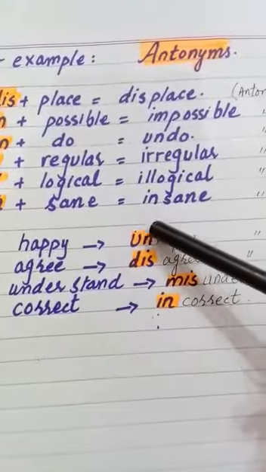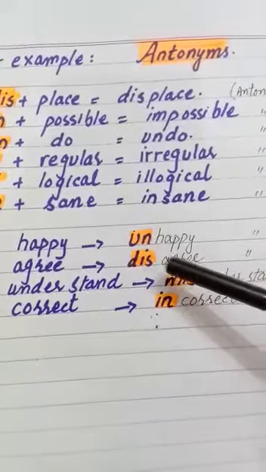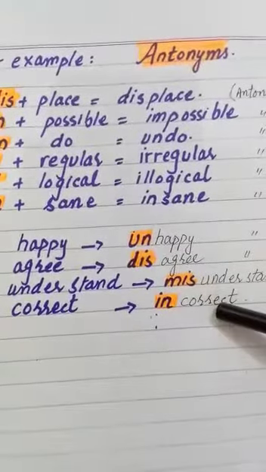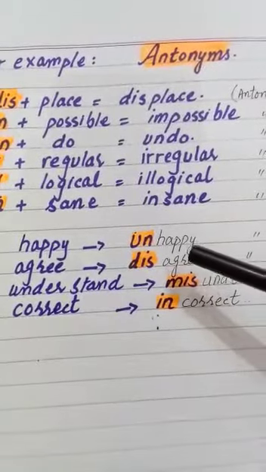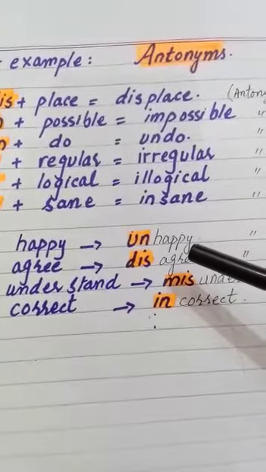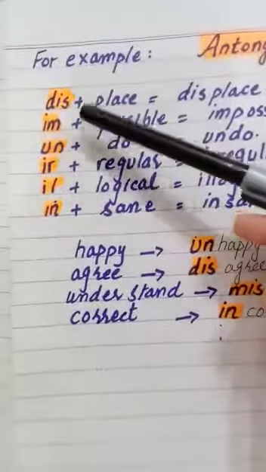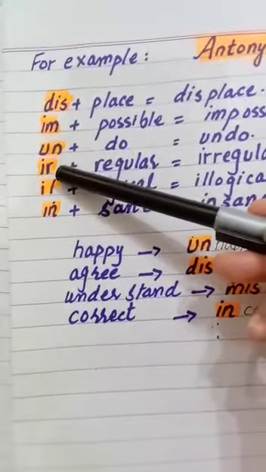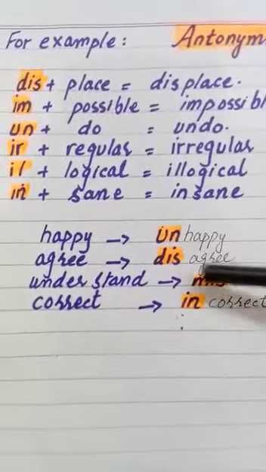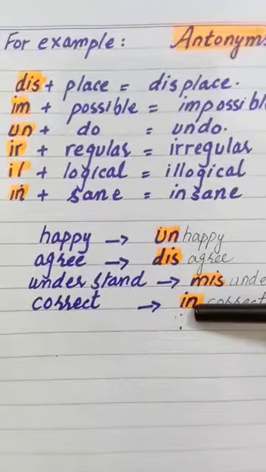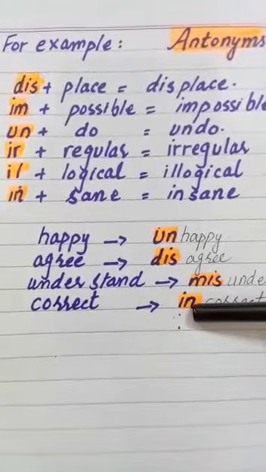The highlighted letters are called prefixes. They come before a word. The set of letters which is kept before a word is called a prefix. So here: dis, im, un, ir, ill, in. Un, dis, mis, in. They are called prefixes.